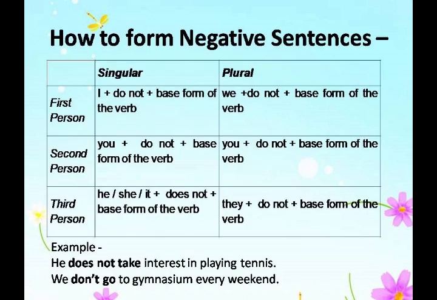Now the next rule is the negative sentence. With he, she, it, or a singular subject, we put does not or doesn't. If I say he plays cricket in a positive sentence, in a negative sentence I say he does not play cricket. S, es, ies will not come in a negative sentence. You do not attend class regularly, they do not like to play cricket. At that time we use do not. With he, she, it, we use doesn't, does not. For all the rest we use do not.